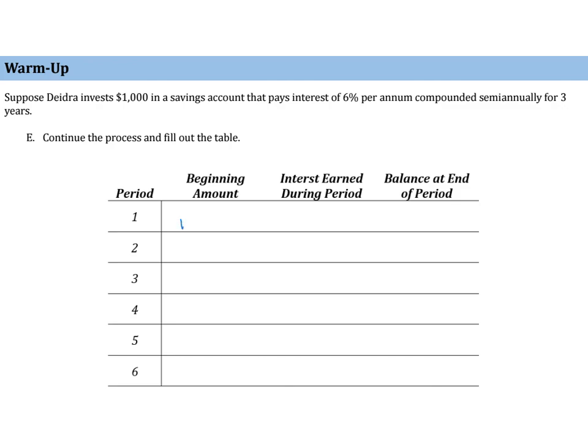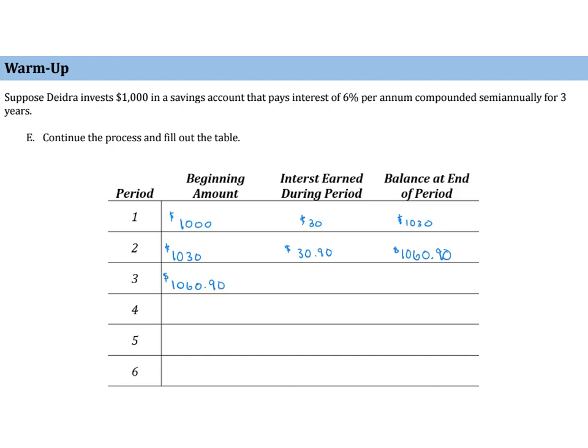So the beginning amount at the beginning of the period was $1,000. We earned $30, so the balance is going to be $1,030. That's going to be the beginning amount for the second period. The investment earns $30.90 based upon what we just saw, and so now we have $1,030 plus an additional $30.90, so we're up to $1,060.90. So that is the beginning amount for the next investment period.